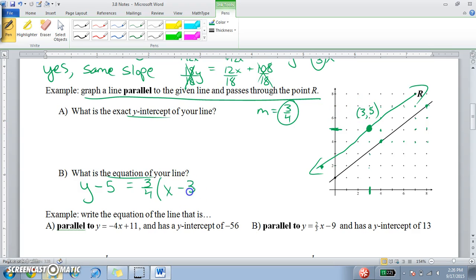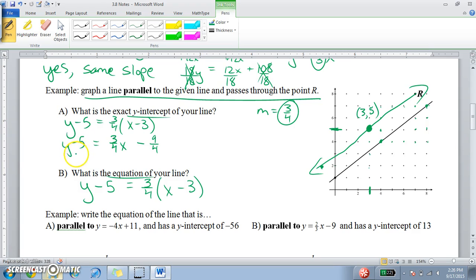So, to find the y-intercept, we need to distribute this 3/4 and solve this equation for y to write it in slope-intercept form. If we distribute the 3/4, we've got 3/4 x minus 9/4, because it's 3/4 times negative 3. So minus 9/4 equals y minus 5.